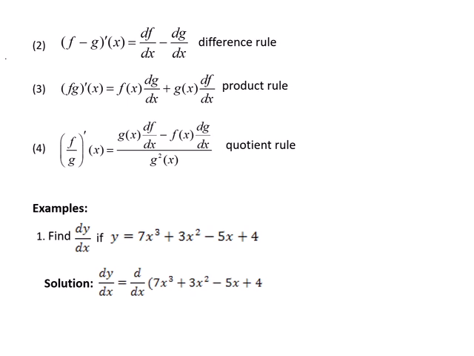We have dy ds equal to d ds of the y we are given, which is 7s raised to the power 3 plus 3s raised to the power 2 minus 5s plus 4. So if we are differentiating it, we declare it as dy ds equal to d ds of 7s raised to the power 3 plus 3s squared minus 5s plus 4. That is our y.